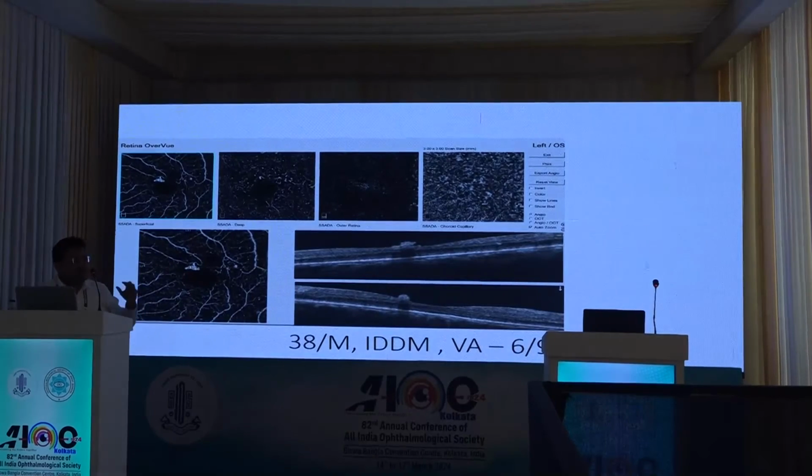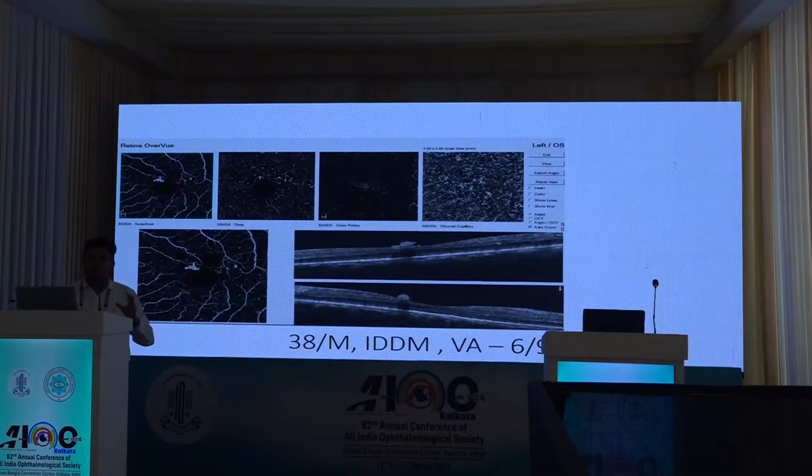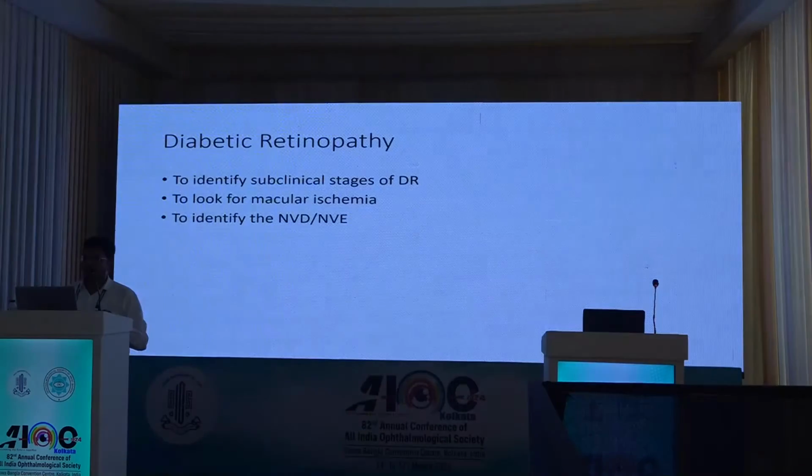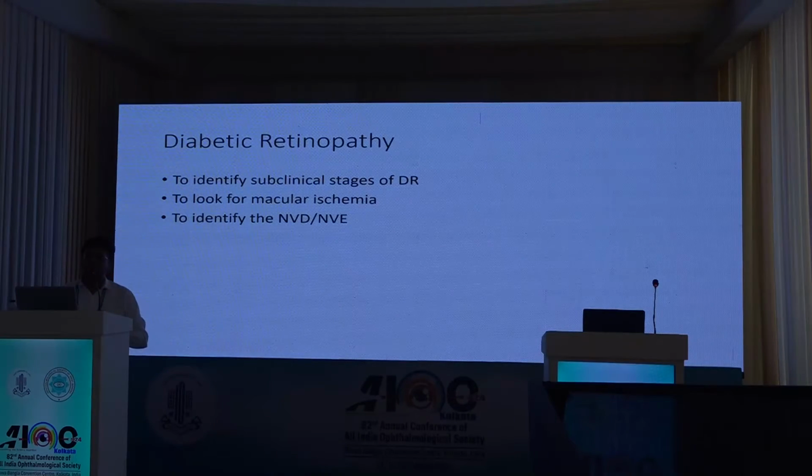Now let's look at another reason why OCT angiography would be useful in a non-invasive way, which is to identify those abnormal new vessels sprouting out towards the vitreous side. So overall, OCT angiography in diabetic retinopathy is used to identify the subclinical stages of DR, to identify macular ischemia and account for the poor visual acuity improvement, and also to identify new vessels at the disc and elsewhere.